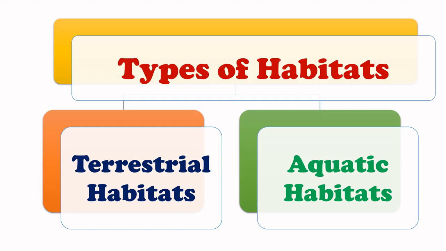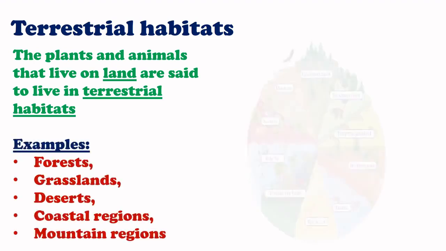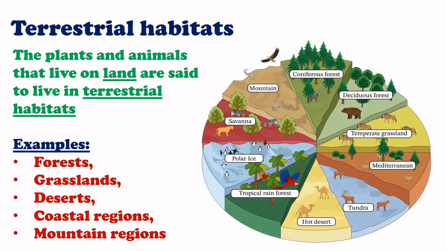So habitats can be classified or divided as follows into terrestrial habitats and aquatic habitats. So what are terrestrial habitats? The plants and animals that live on land are said to live in terrestrial habitats. Examples of terrestrial habitats include forests, grasslands, deserts, coastal regions, and mountain regions as well.